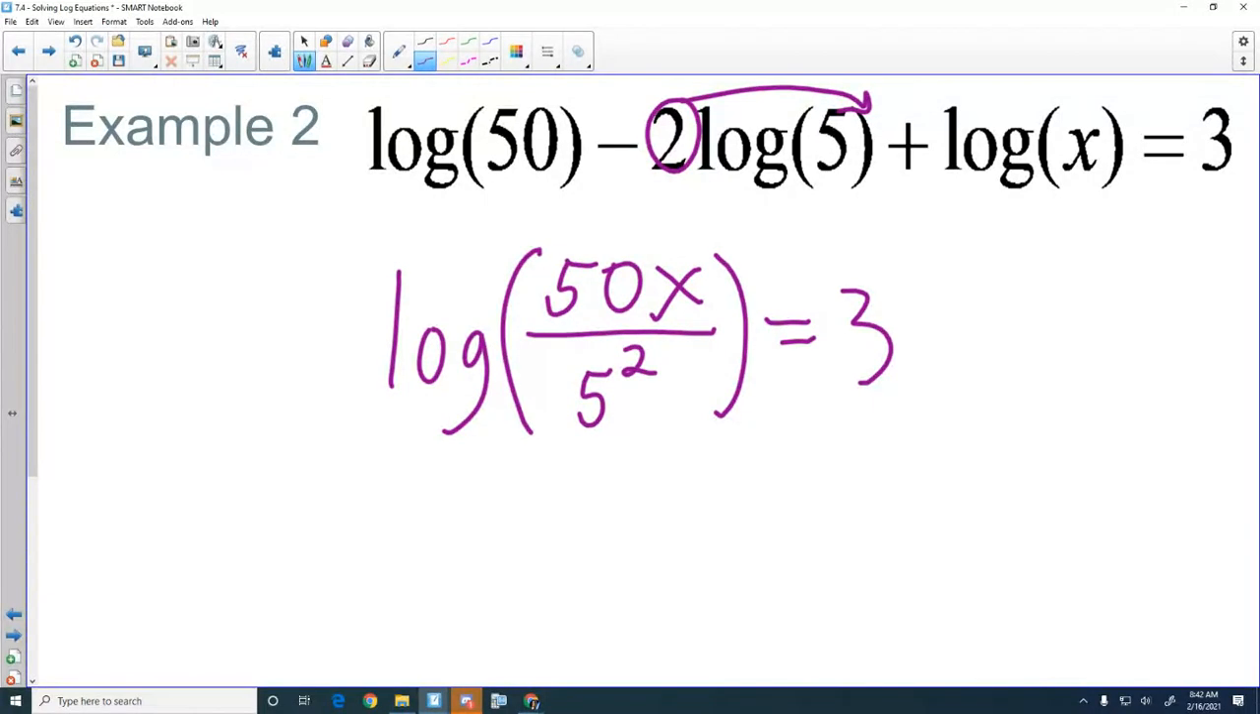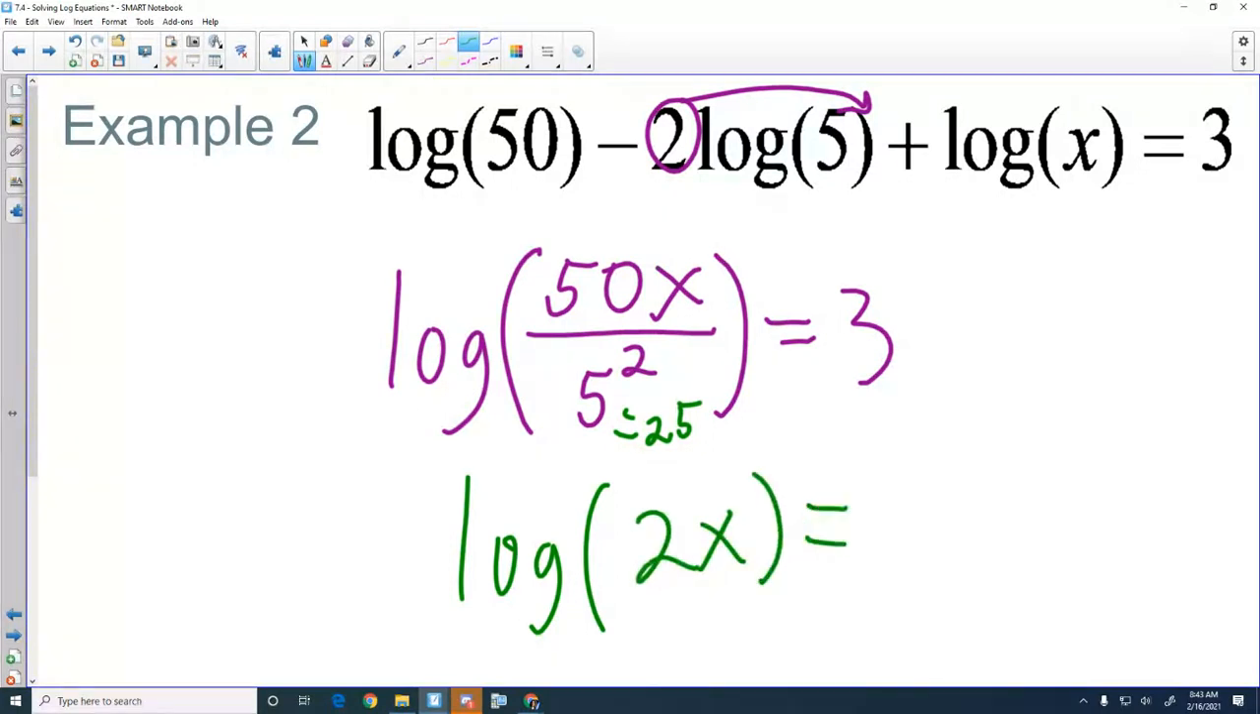Can I simplify that fraction at all? Do you think? Like, we know what 5 squared is, right? 25. Then I have 50x over 25. Does that simplify nicely? Sure does. 50 divided by 25 is just 2. So that'd be like log of 2x equals 3. Did anyone else get to that point? Log of 2x? Just simplifying the parentheses, right? That just makes it a much easier problem for us. It's fewer things to work with.